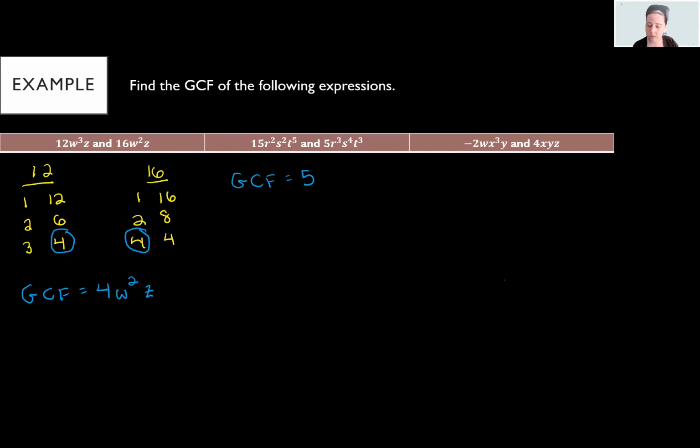Then we're going to look at R. Our exponents on the R's are 2 and 3, so the smallest is 2. And then we go to the next letter, which is S. We have exponents of 2 and 4. 2 is smaller, so S is going to have a 2. And then you go to the next letter, which is T. We've got a 5 and a 3. 3 is smaller, so you're going to have a 3 as part of your exponent there. And so your overall greatest common factor is 5R squared S squared T cubed.